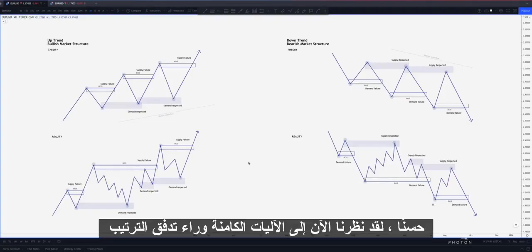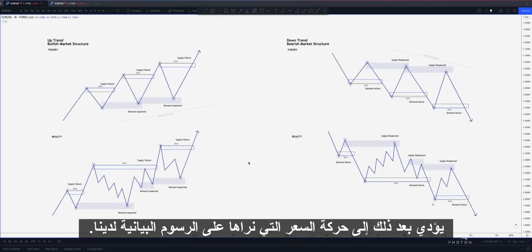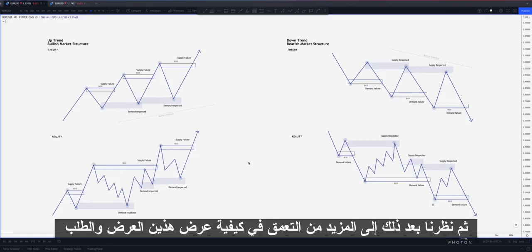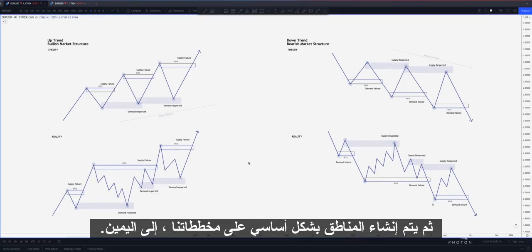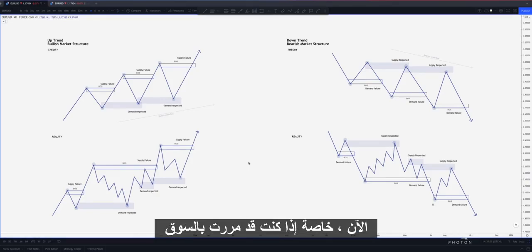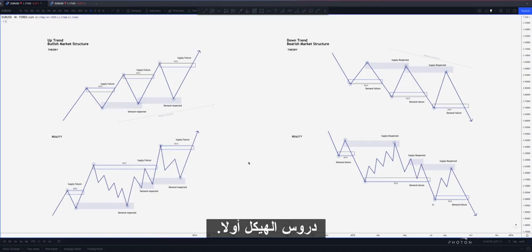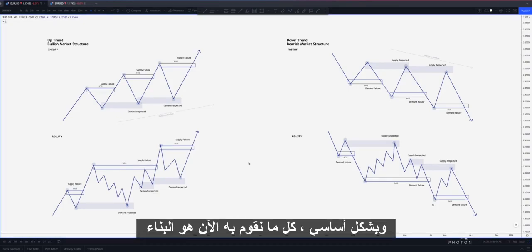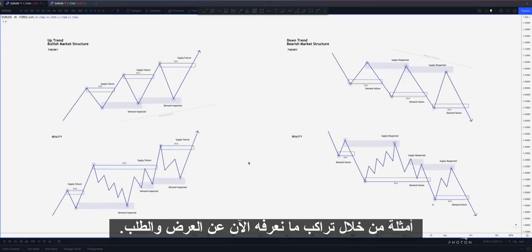Okay, so we've now looked at the mechanics behind the order flow that leads to the price action that we see on our charts. And we then looked in a lot more depth at how those supply and demand zones are created on our charts, right? So before we dive into the actual price action, we're just going to go over a couple of examples that you should be pretty familiar with now, especially if you have gone through the market structure lessons first. All we are doing now is building on those theoretical concepts and examples by overlaying what we now know about supply and demand.